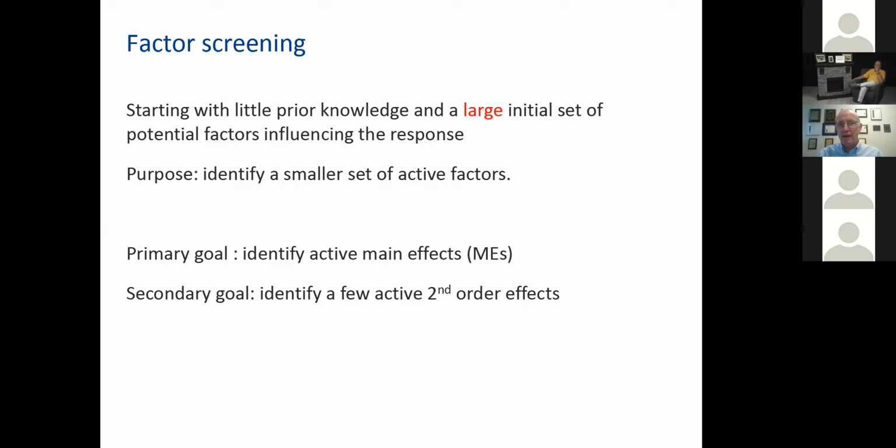And then, given that smaller group of factors, we can augment our initial runs to learn more about those particular factors. In general, what we want to do primarily is identify active main effects or first order effects. And then secondarily, we might also want to identify a few active second order effects like two-factor interactions or quadratic effects.